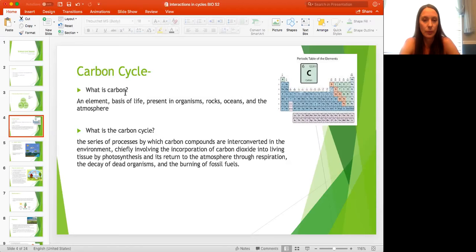What is the carbon cycle? We know what carbon is, a substance here on Earth that makes up everything. So the carbon cycle, as we break it down into its definition form, is the series of processes by which carbon compounds are interconverted in the environment. This is a pretty scientific definition. I'm going to summarize that into real words in a moment, but I wanted to give you the meaty definition. Again, the series of processes by which carbon compounds are interconverted in the environment, chiefly involving the incorporation of carbon dioxide into living tissue by photosynthesis and its return to the atmosphere through respiration, the decay of dead organisms, and the burning of fossil fuels.